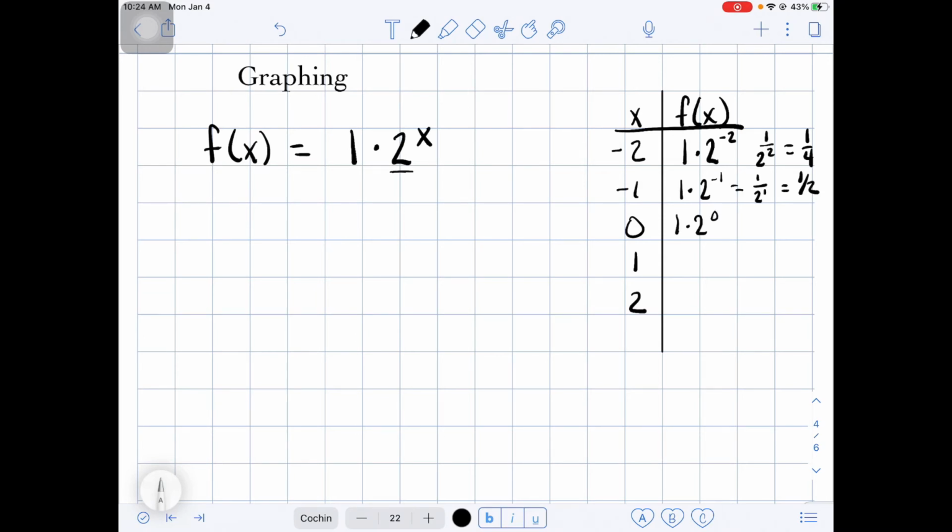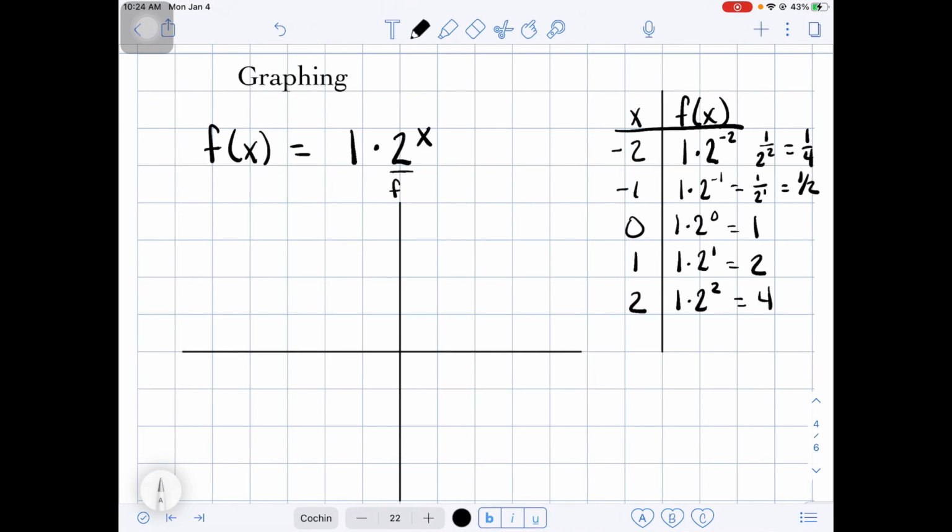Well, 2 to the 0 is 1. 1 times 1 is 1. If I plug in 1, 2 to the 1 is 2. 2 times 1 is 2. And then if I plug in 2 for my x, 2 to the 2 is 4. 4 times 1 is 4. Then I would make my graph, and I would plot my points.